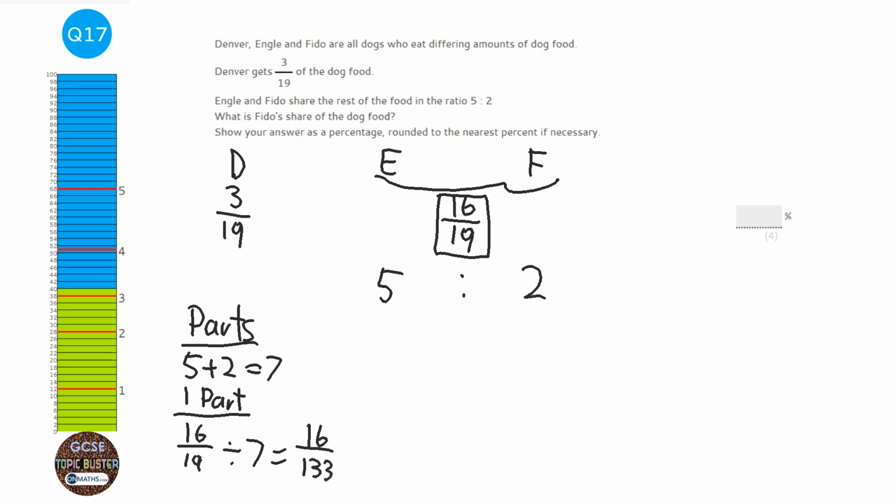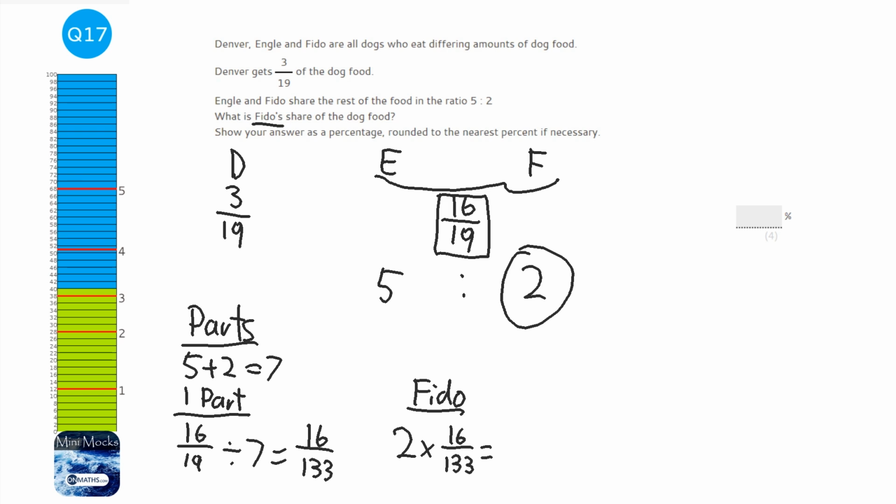Now it says, show what is Fido's share. So we're looking for Fido's share. Now Fido gets 2 lots of that fraction. So I'm going to times that by 2 on the calculator, which is 32/133. Now it does say show your answer as a percentage rounded to the nearest percent.